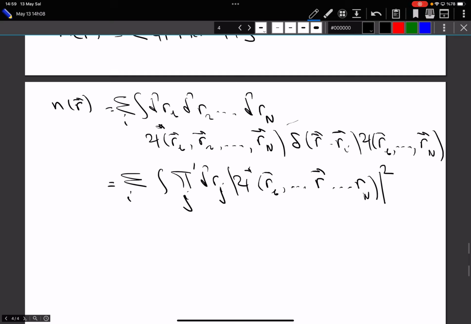I just use this one to evaluate the Ri integral. This is all the integrals except the ith integral. Here in this wave function, I replaced Ri with R. That's the only thing I did.